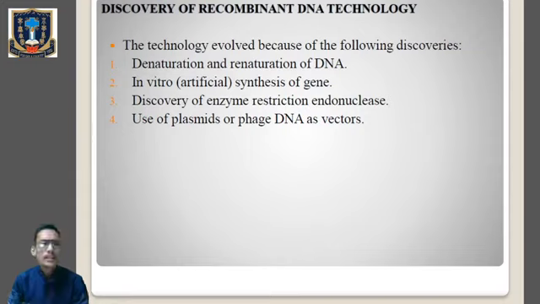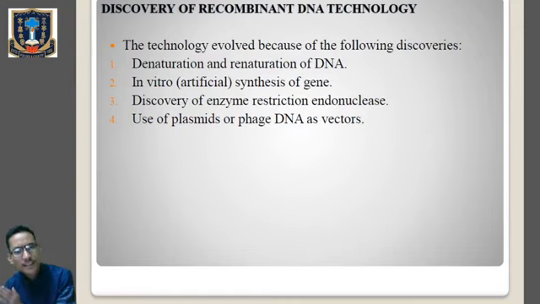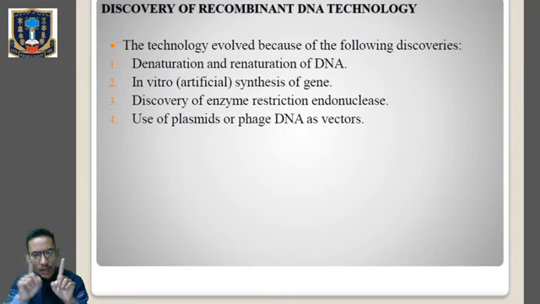Now what do you mean by denaturation and renaturation of DNA? Try to recall what you have learned in class 10 and class 11. We all know that DNA is a double-stranded molecule, with two strands. Within the DNA we find different types of bases: adenine, thymine, guanine, and cytosine. If you remember, A, T, G, C. A will pair with T, and G will pair with C. So if one strand has A and the other strand has T, they will pair up and form double-stranded DNA.